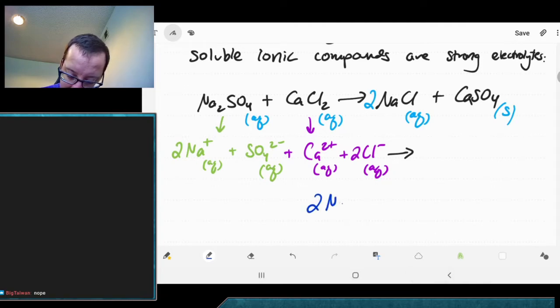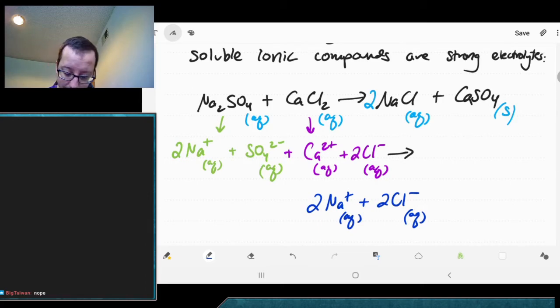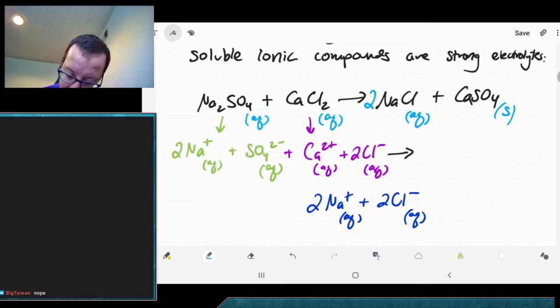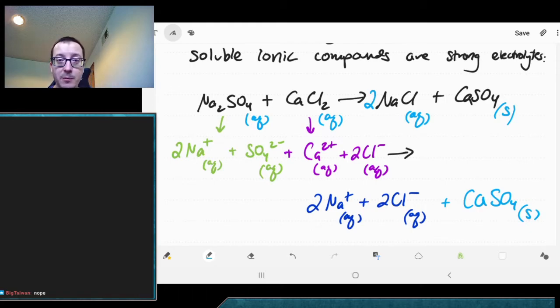We see that we have also our sodium chloride being soluble here. But the last one we have in light blue is not an electrolyte. It doesn't dissolve, right? It's a solid. So those always come as their little pair, and they're not going to be separated.